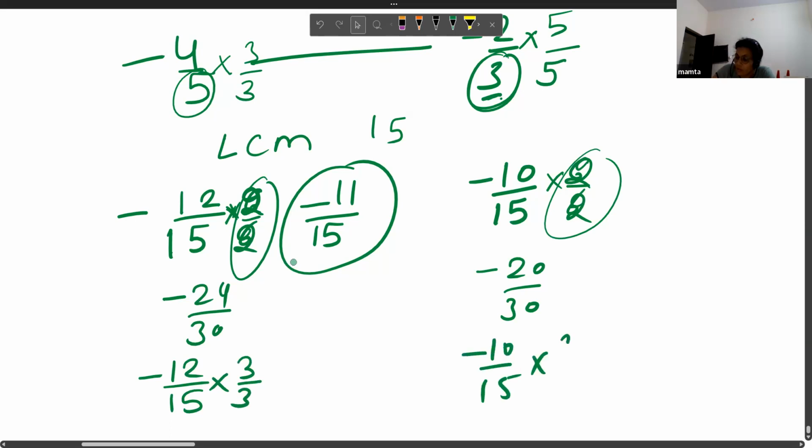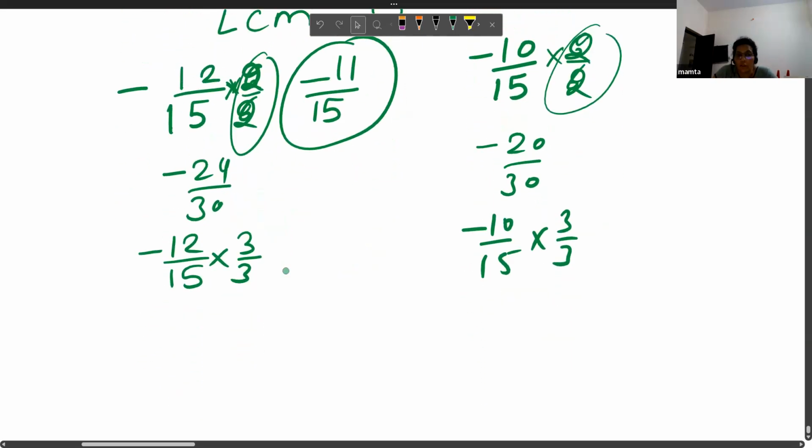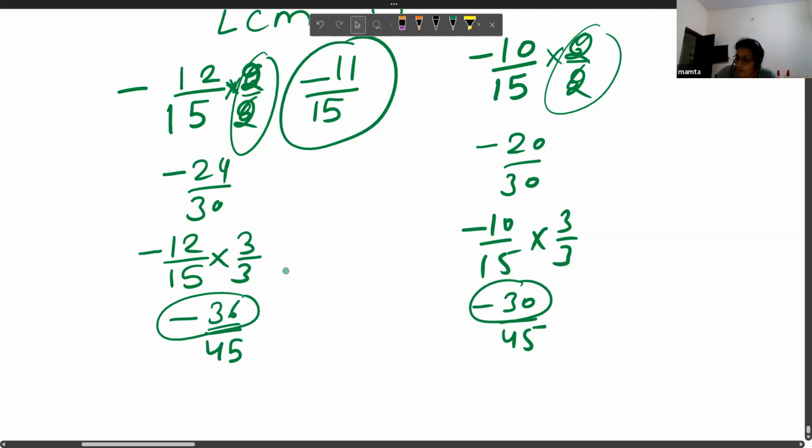Let's multiply with 3, 3. If we multiply 3, 3, I'll get minus 36 by 45 and minus 30 by 45. Yes. Now there will be 5 numbers between these two. I can write minus 35, minus 34, minus 33, minus 32, minus 31, divided by 45. The denominator will be same for all.